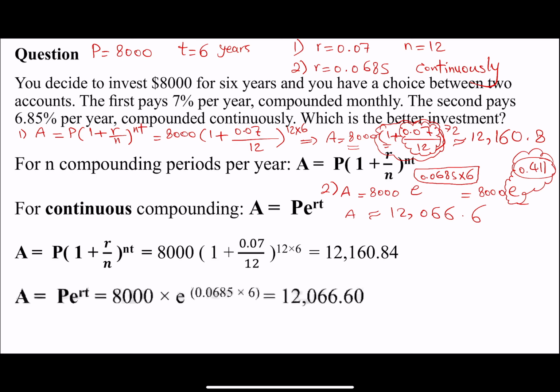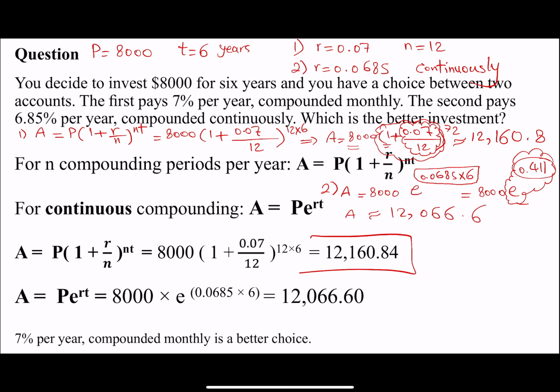Which one gives you more money? Well, this one, compounded monthly. So 7% compounded monthly is a better choice for you, right? It gives you more money. Here we go.